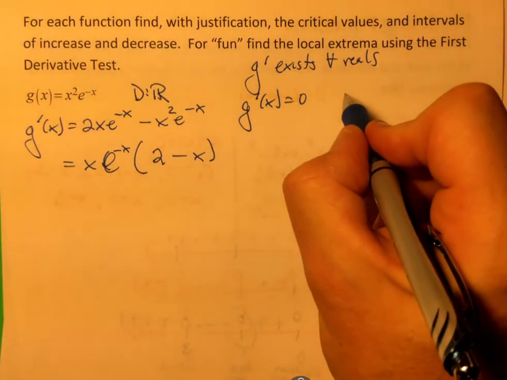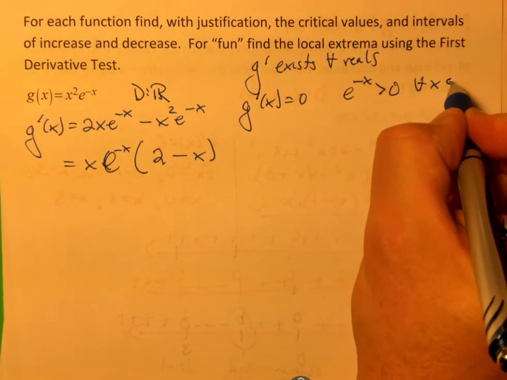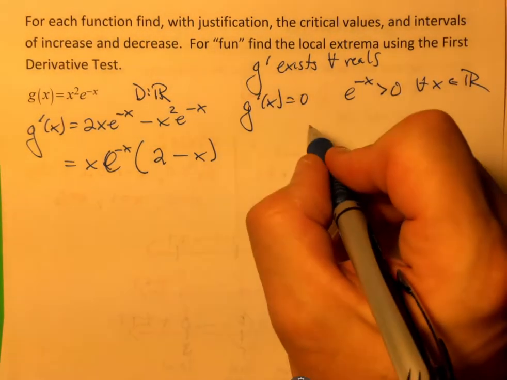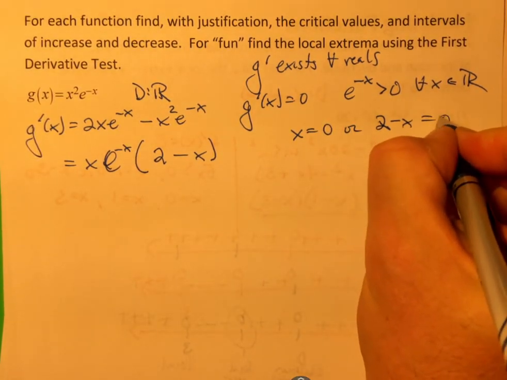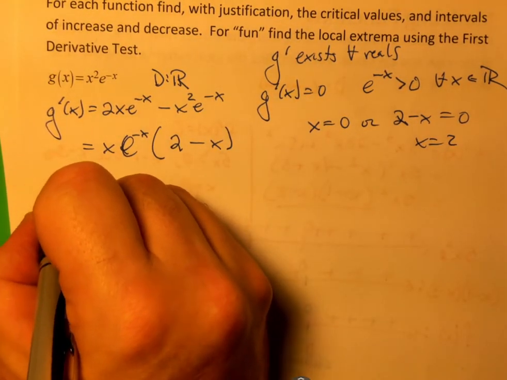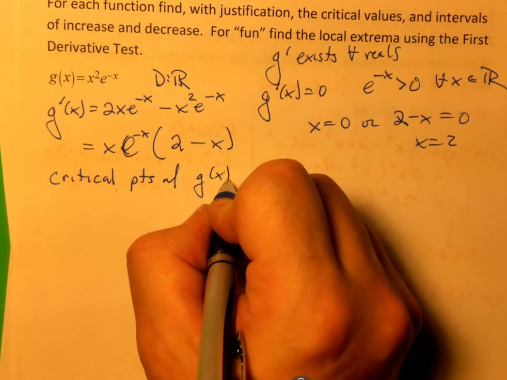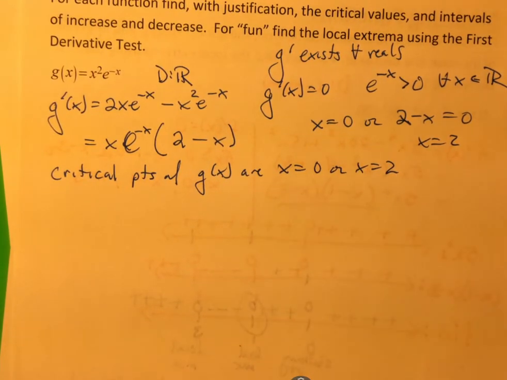Okay, so set g prime of x equal to 0. First of all, you need to realize that e to the minus x is always positive for all x in R. So the only way that g prime can be 0 is if x is 0 or if 2 minus x is 0, which means x is 2. So the critical points, let's add this step this time, critical points of g of x are x equals 0 or x equals 2. Now, if I wanted to justify that, I'd say because g prime of 0 is 0 and g prime of 2 is 0.